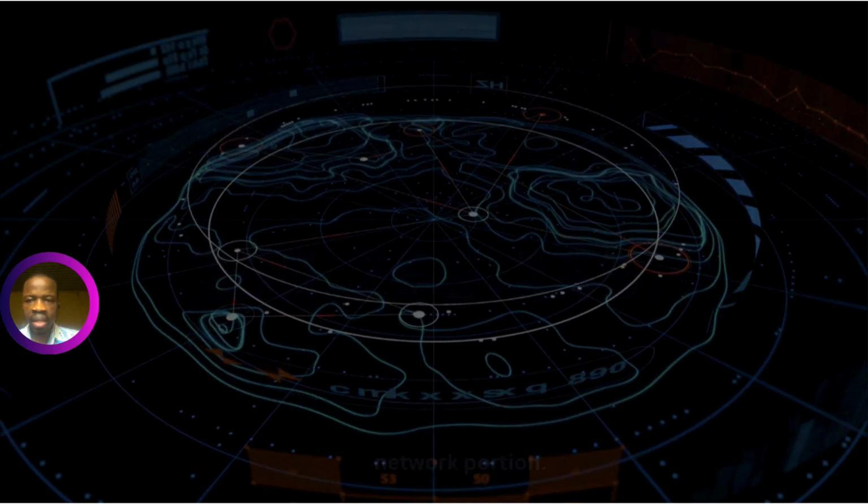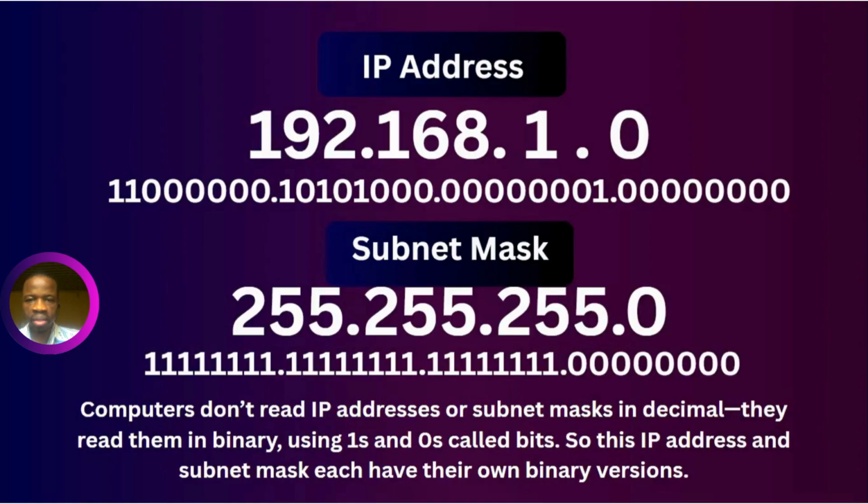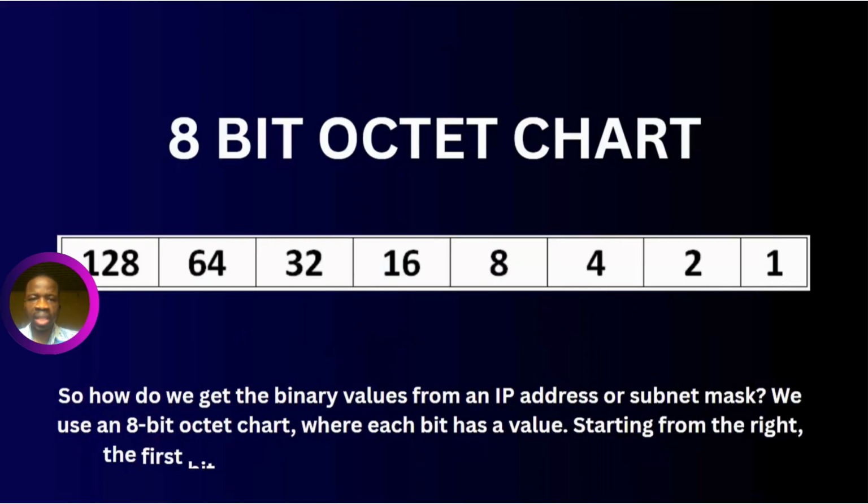So the next thing on this agenda is the IP address and subnet mask. As you can see, for every IP address, there is a binary format that it represents. If you are a bit aware of networking, computers don't read IP addresses or subnet masks in decimal format. They read them in binary using the ones and zeros, and these ones and zeros are called bits. So in this particular IP address and subnet mask, each has its own binary values, like the octet bit chart.